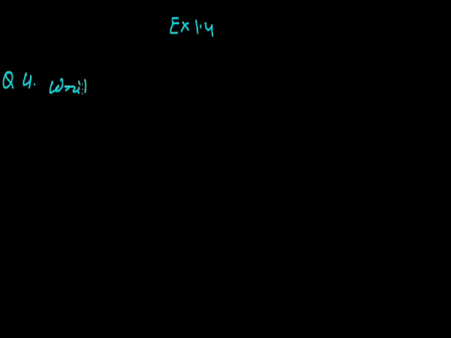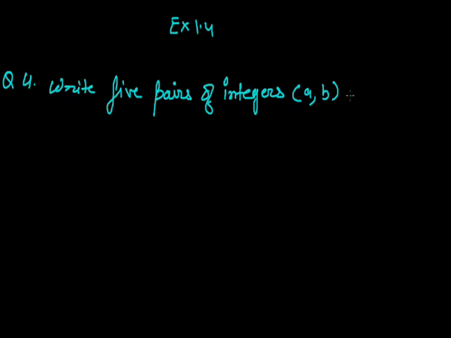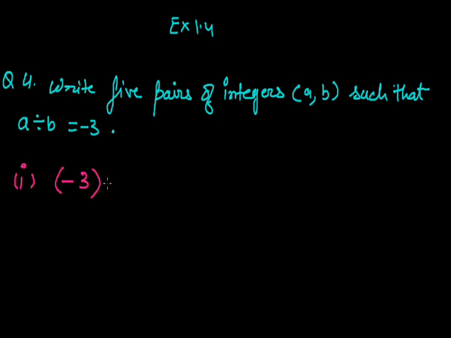Write 5 pairs of integers a, b such that a divided by b is equal to minus 3. Now, the first pair would be minus 3 divided by 1, which will give you minus 3. When you divide minus 3 by 1, we get minus 3. If you divide any number by 1, we get the same number.